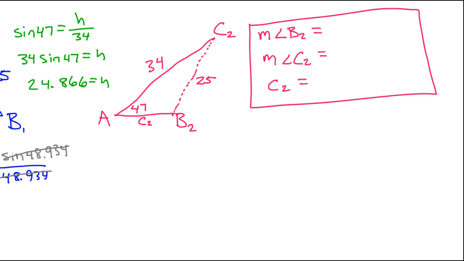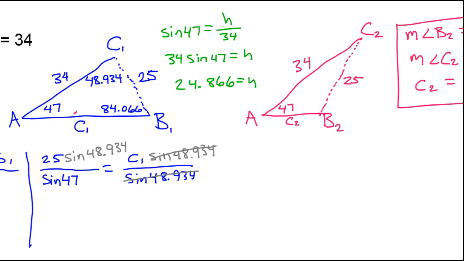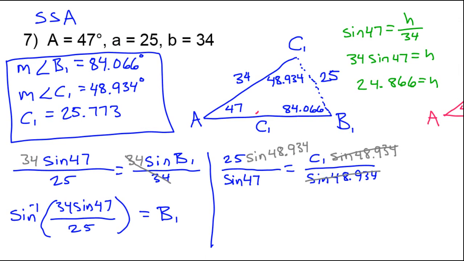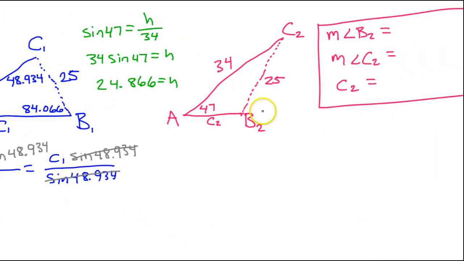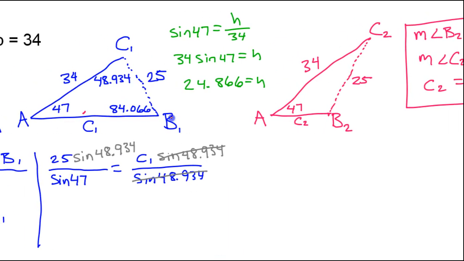Okay, let's start with finding this obtuse angle B2, because that's the one thing that's going to be different. We're not going to use the law of sines to find that. You cannot find an obtuse angle using the law of sines, because that requires using the inverse sine at some point to get the angle. Now, inverse sine is only going to give you an acute angle. It will never give you an obtuse angle. But luckily, we don't need the law of sines to find angle B2.